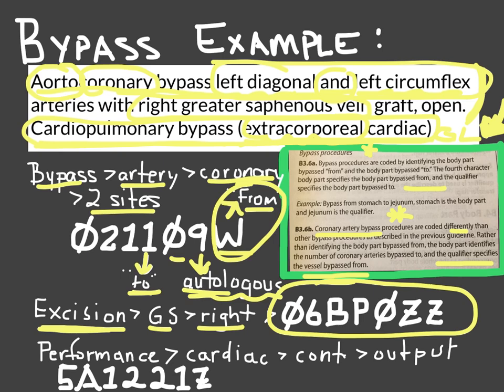So we need to remember the definition of the root operation of performance. And this means completely taking over a physiological function by extracorporeal means, taking over functions of the body outside of the body. So this is where we're going to find our main term performance, subterm cardiac, continuous output, and it leads us to code 5A1221Z.